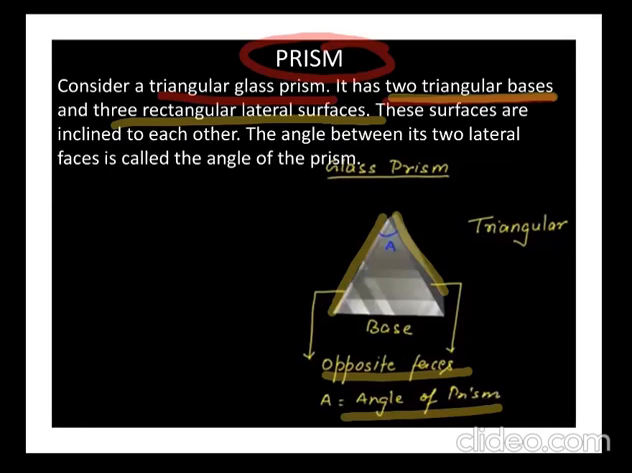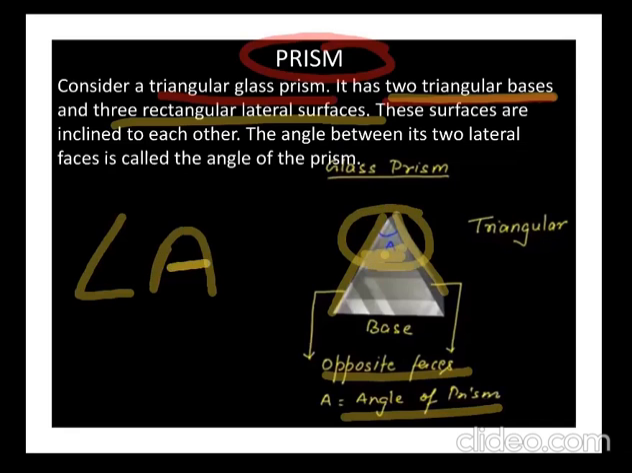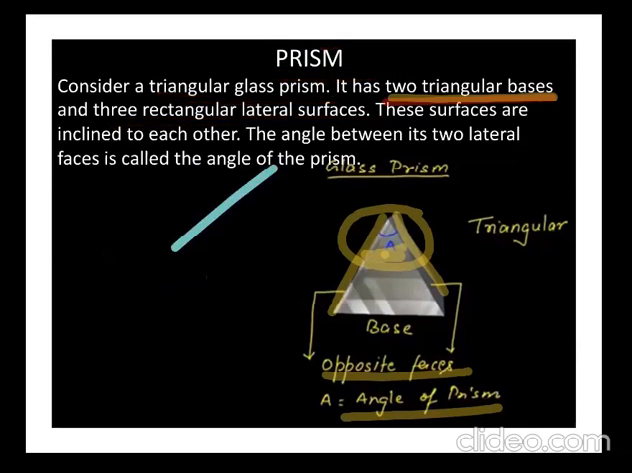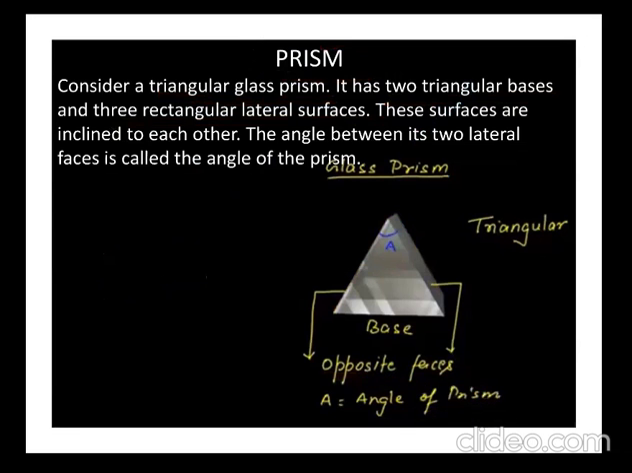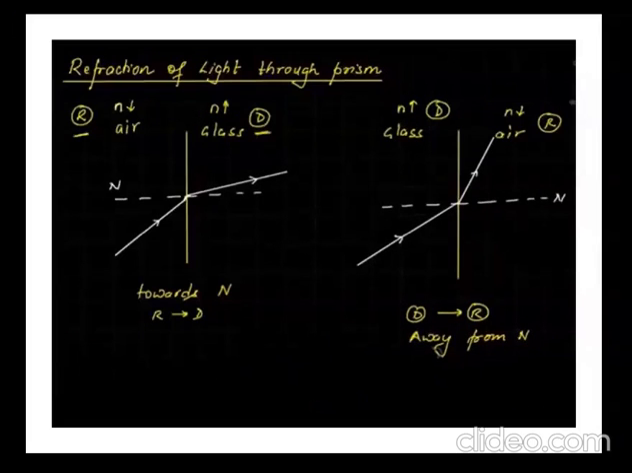So the angle of the prism is the angle between the two lateral faces. Here you can see, and we name it as angle A. So angle A is the angle of the prism, which is the angle between the two lateral faces of a triangular glass prism. Now children, we are going to learn about the refraction of light through the prism.